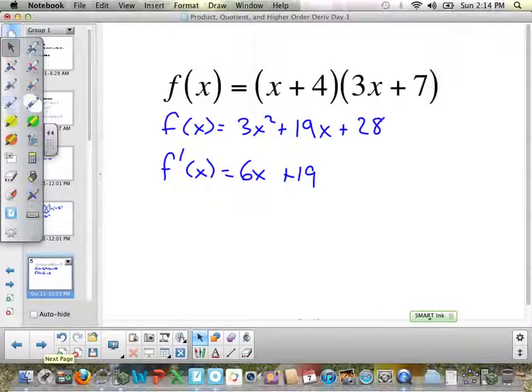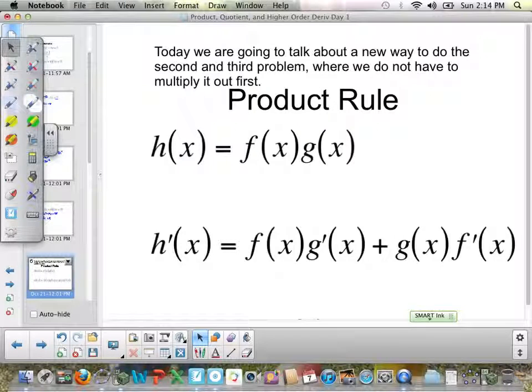Now those weren't too difficult. However, they could get a little easier. And what we're going to talk about today is a method to do that. The first one, pretty straightforward. The second and third one, there's other ways we can do. We don't have to multiply it out first. And that is the product rule.